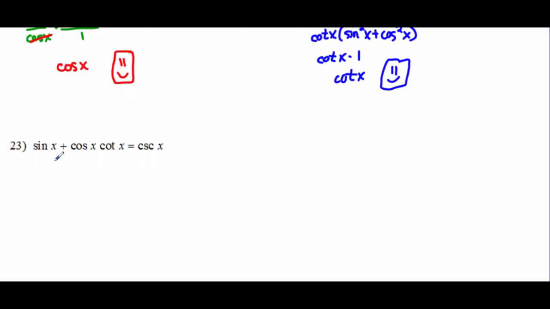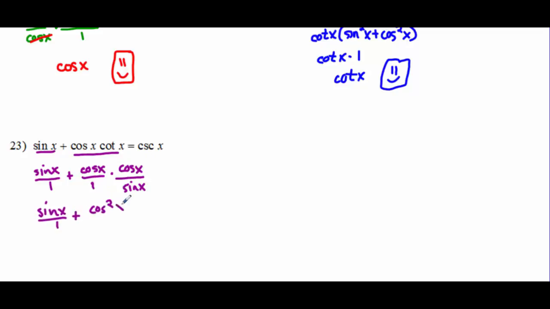So on 23, I don't have anything in common here and here, but I can change cotangent to cosine x over sine x and see if that helps. So I'm going to make this sine x over 1 plus cosine x over 1 times cosine x over sine x. Now, it may not look like that helped because nothing cancels, but I am going to combine those cosines on top into cosine squared x over sine x. And now the best way to go, because it's a plus sign, I can't cancel the sine x's out. That's only with multiplication. But I can get a common denominator of sine x and add the fractions together.